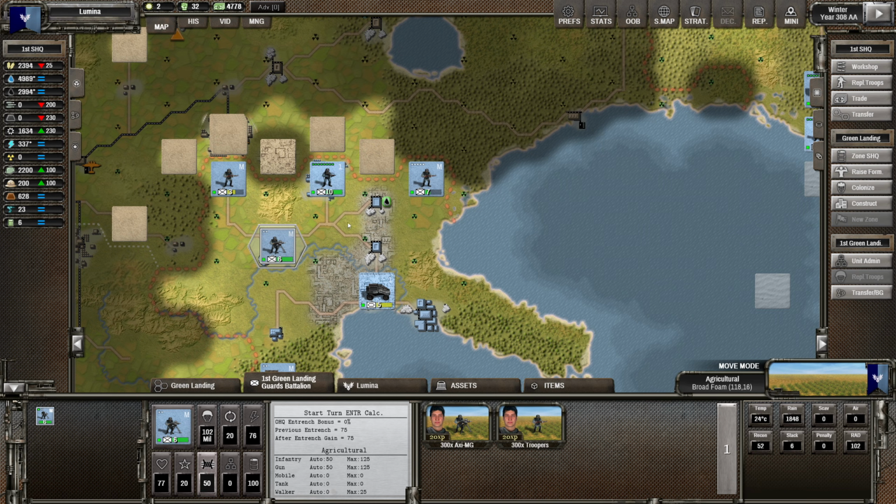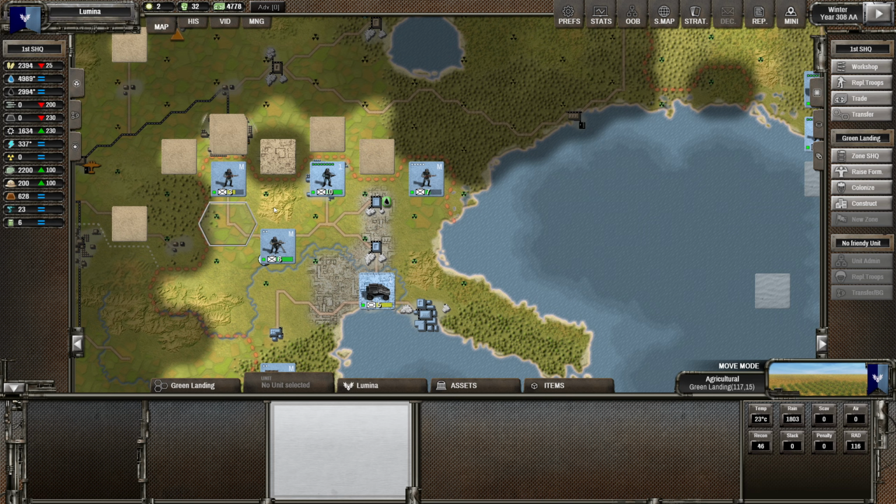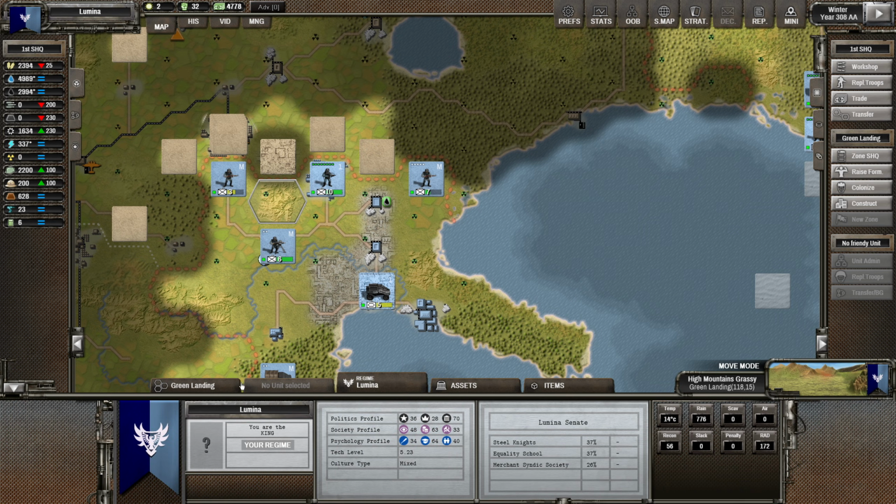Look, for example, this is an agricultural tile, so the minimum entrenchment you will have is 50. You automatically get 50 entrenchment as an infantryman lying in a field with barley growing around you. And the maximum you can get is 125. But if you're a tank, you don't get any entrenchment in agricultural, because you're weak there, because tanks are easy to spot from a long way away. So different unit types will entrench differently in different terrain.